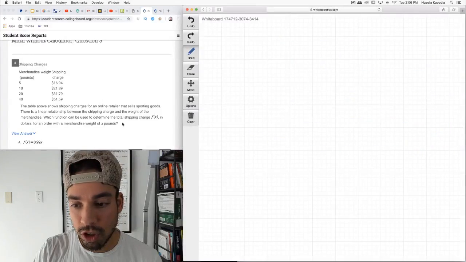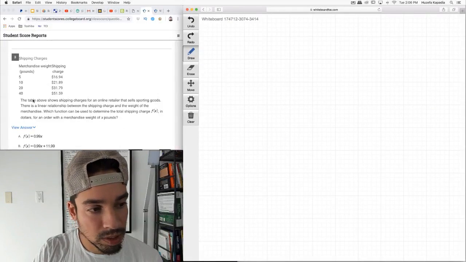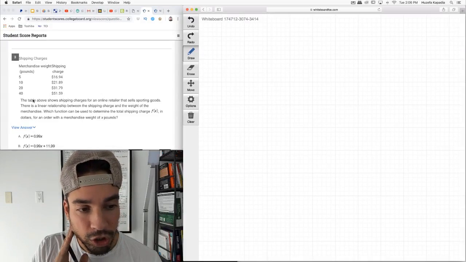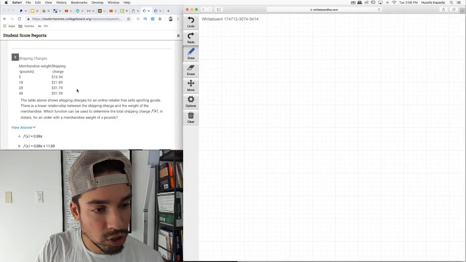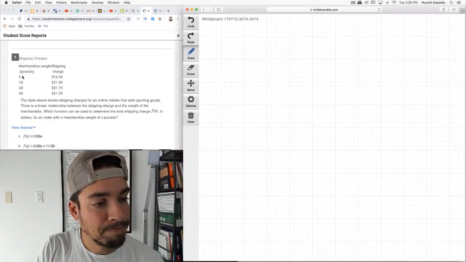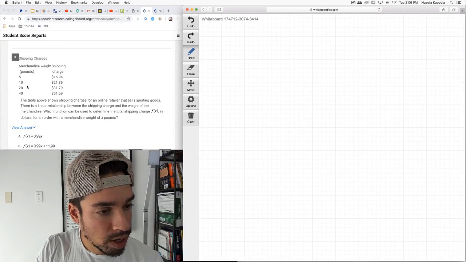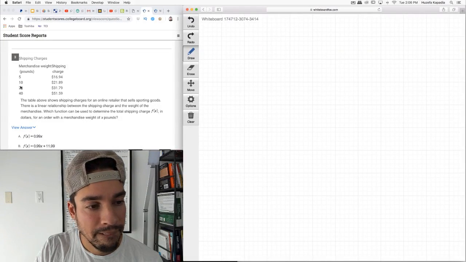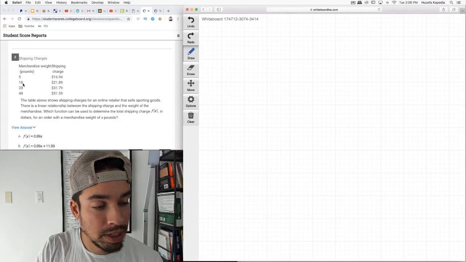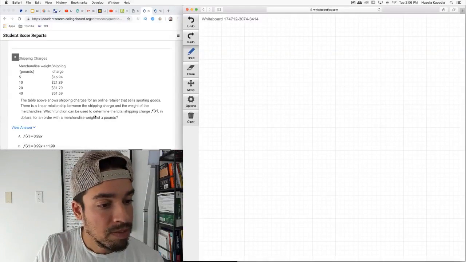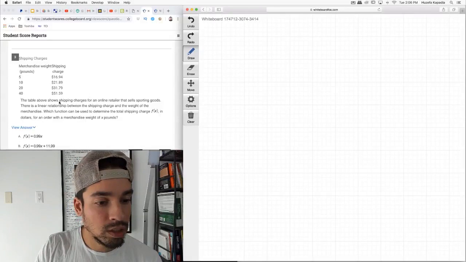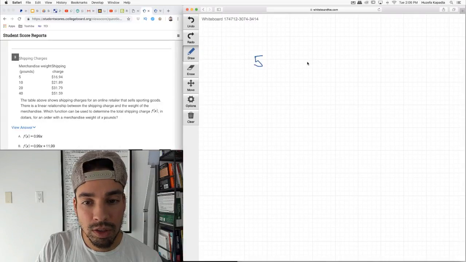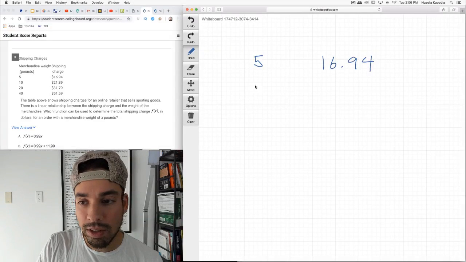Okay, shipping charges. We've got these different problems here. The table above shows shipping charges for an online retailer that sells sporting goods. There is a linear relationship between the shipping charge and the weight of the merchandise. So I can actually tell, wait, let's see. If it's linear, it must be times. Oh no, but there must be a fixed cost. Okay. Which function can be used to determine the total shipping charge for an order of the merchandise with that many pounds? Okay, look, here's how we do this. If it's linear, all we need is two values, okay?